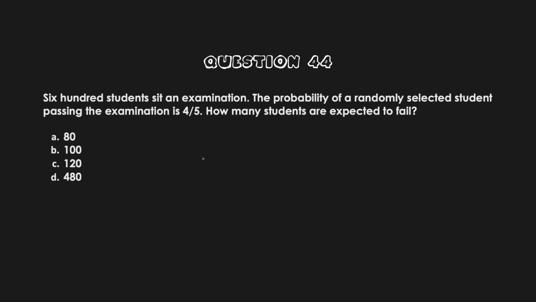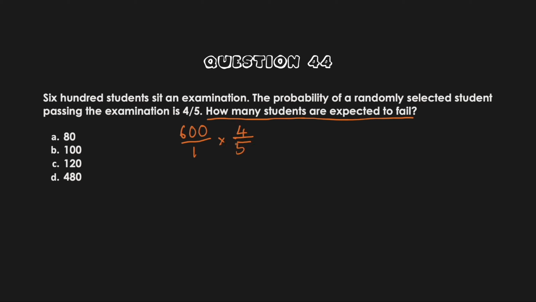So it says that 600 students sit an examination. So we have 600 students. The probability of a randomly selected student passing the exam is 4 over 5. How many students are expected to fail? So if we could figure out the proportion that is expected to pass, that must mean the others are expected to fail. So I can say 600 over 1 times the proportion that will pass, which is 4 over 5.